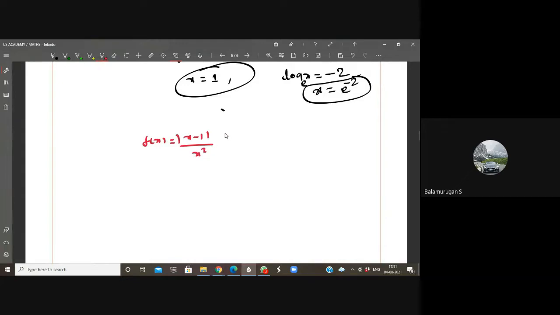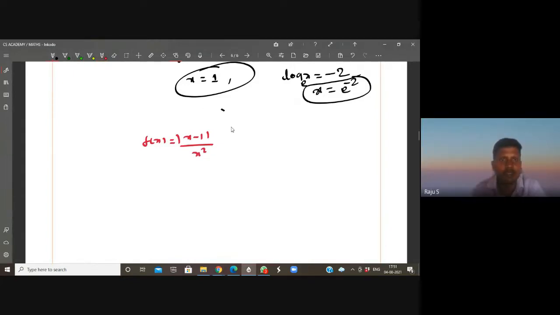Look here, directly it is not defined at x is equal to 0. Am I right, students? X is equal to 0. And also, see students, when I take h of x or g of x is equal to modulus x minus 1, what about this function? Is it differentiable everywhere? No.